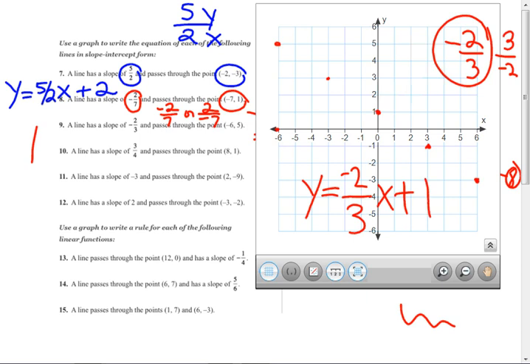This is quick graphing. This number here gives you the slope. This gives you where it crosses the y-axis. It's just a trick to do some quick graphing.